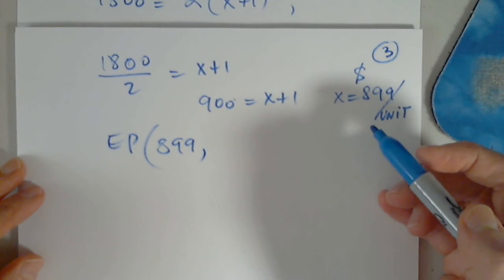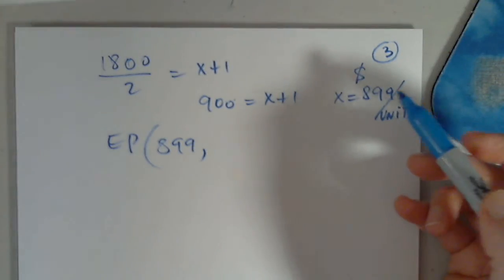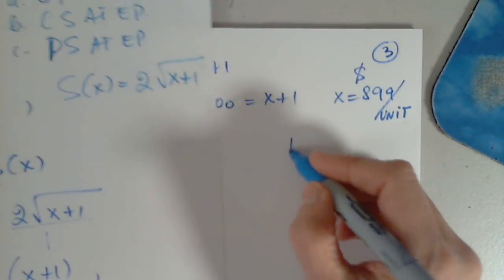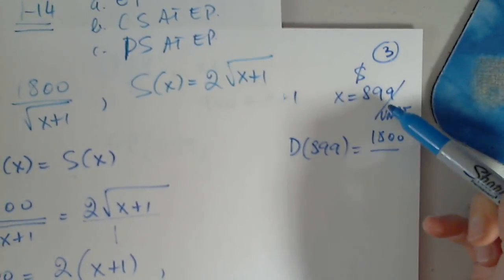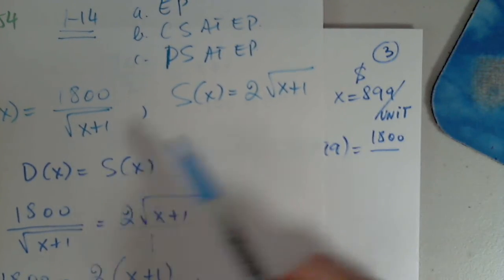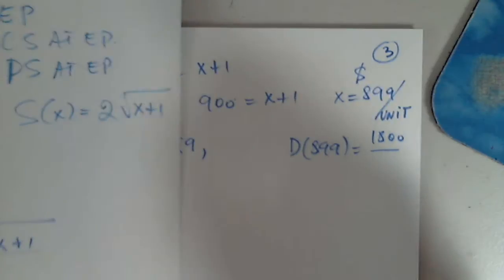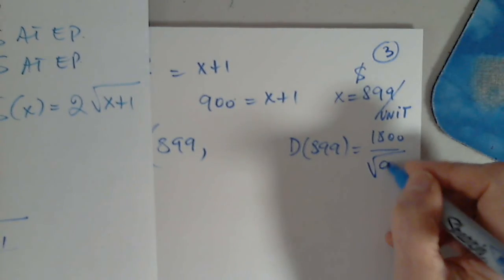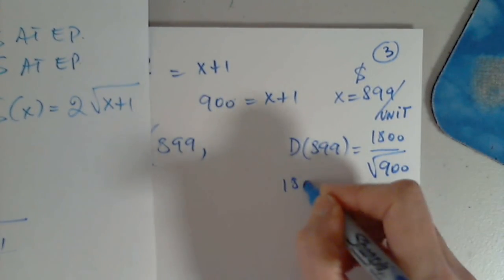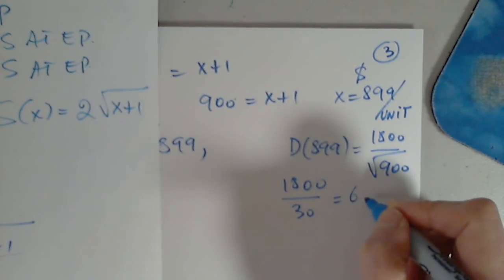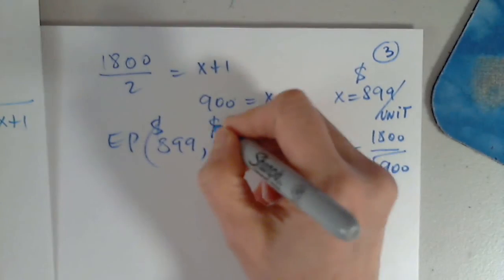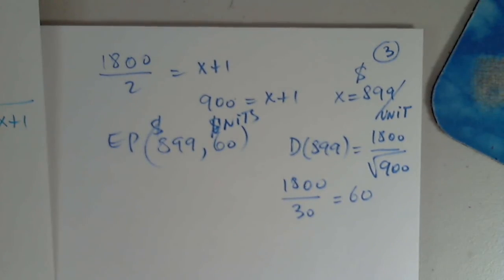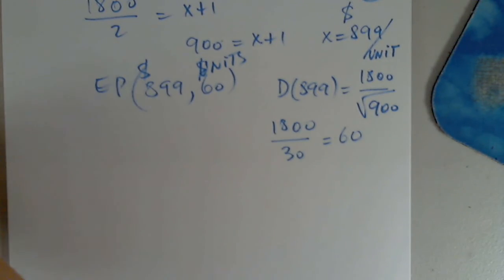I have to go back and replace in any of the functions. It doesn't matter in which one. Let's say D of $8.99. Doesn't matter. So I have 1800 divided by the square root of $8.99 plus 1, which will be 900. The square root of 900 is 30. So 1800 divided by 30, and I get 60. This is in dollars, and this is in units. So we determine the equilibrium point. Fine. Moving on to part B.